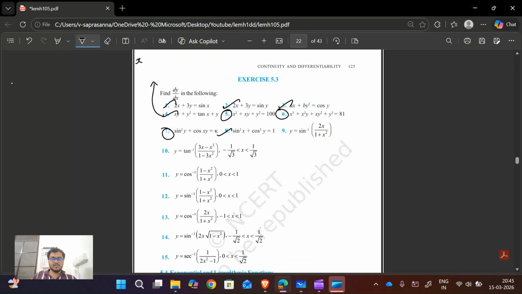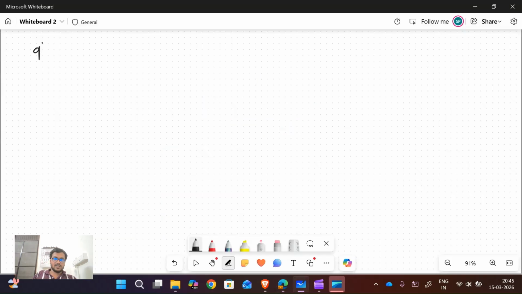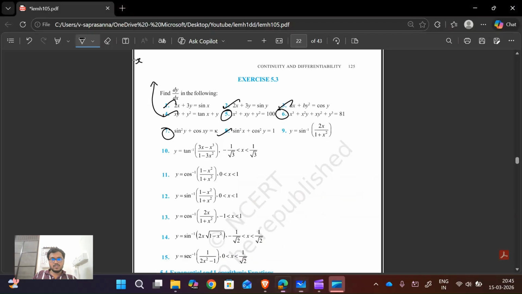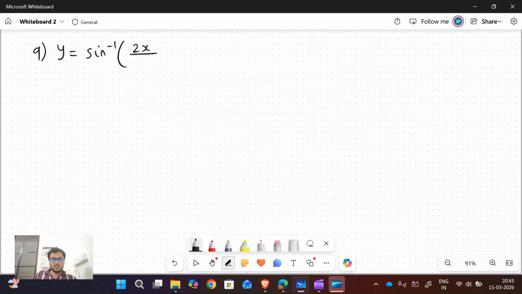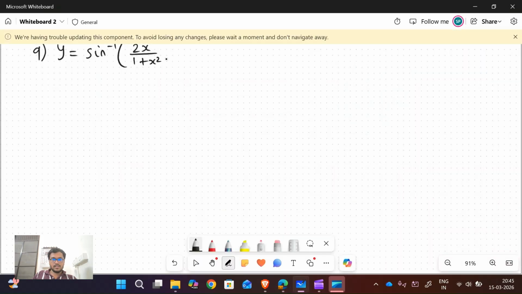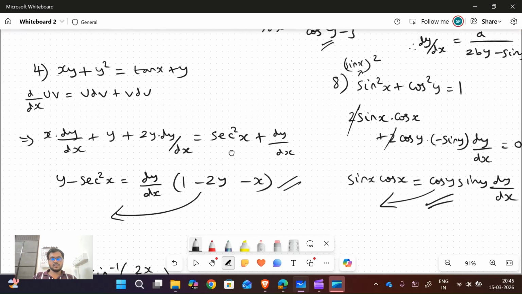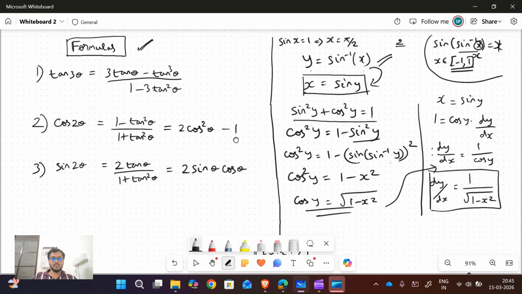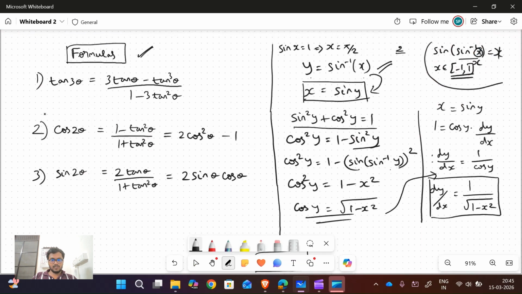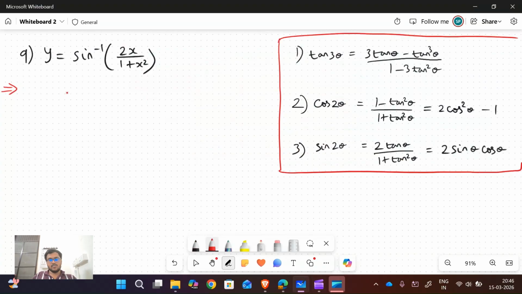The problem comes with trigonometric functions. I'll try to solve all according to time. Okay. So now this is y equal to sine inverse of 2x by 1 plus x square. Okay. I have written the formulas here. If you want, take a screenshot. So these are the formulas. Okay. Now just see the formulas and identify which is looking like this.